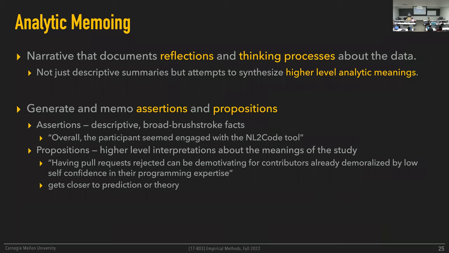You could do assertions, for example: overall, the participants seemed engaged with the copilot-like tool. That could be an assertion that's part of your memo. It's a note you write on the side, but it's a conclusion, an interpretation, because you're synthesizing the entire interview into this one observation. Or they could be more hypothesis-like, your theory kind. For example, having pull requests rejected can be demotivating for contributors already demoralized by loss of confidence in their programming expertise. This describes a somewhat causal relationship. Or it could be anything in between.